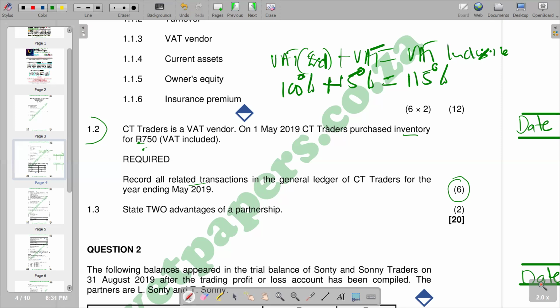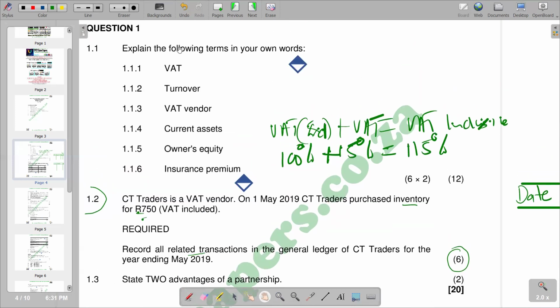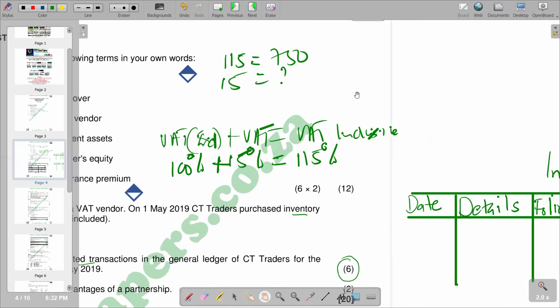Now we can calculate the component of VAT that we have. What we are saying is 750 is inclusive, which is 115%. So we make a simple proportion: 115% is equal to 750, and the figure that we are looking for is 15%, which is a question mark. So we make simple proportion calculations, whereby 15 will be our numerator, 115 will be our denominator, and then we calculate with the given figure, 750.